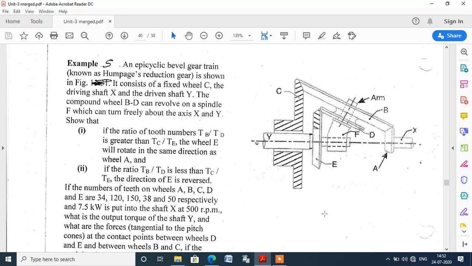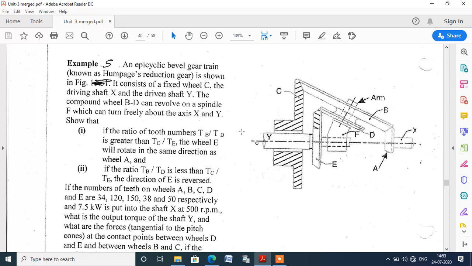This is the figure. You are seeing X and Y are the shafts. See the bevel gear arrangement. Bevel gear B is there, bevel gear E is there, bevel gear A is there, and another gear, that is C, is there. So let us start.